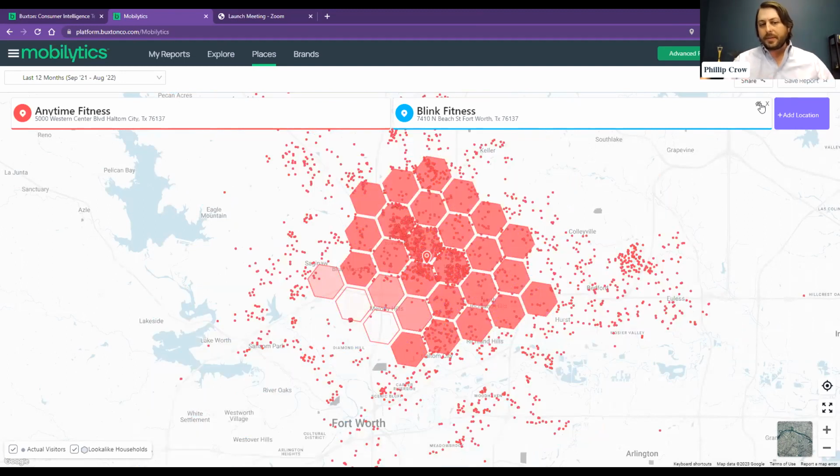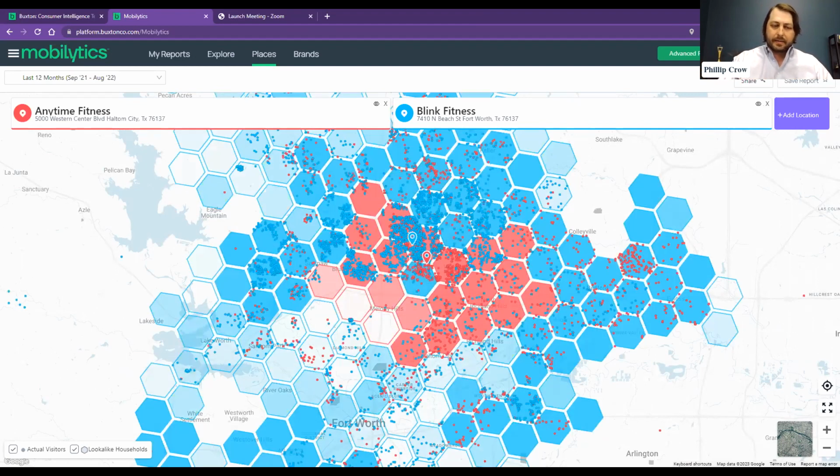Well, one thing that pops out immediately is that this Anytime Fitness has a much tighter trade area than the Blink Fitness. Blink Fitness is drawing people in from a much broader area than our Anytime Fitness location is. You can also see that we've got the dots on the map, the blue and the red dots. These are the actual visitors as indicated by our legend down here. And we'll use those more here in just a moment. But I'm going to turn them off for right now.